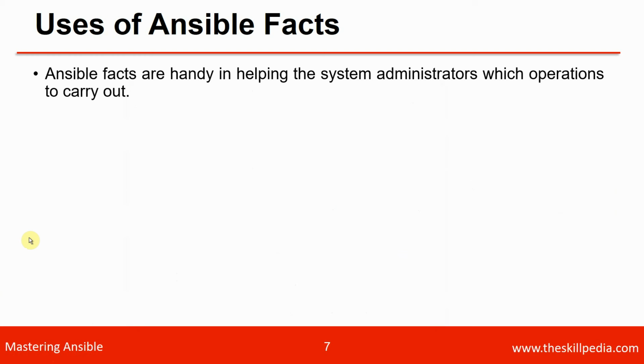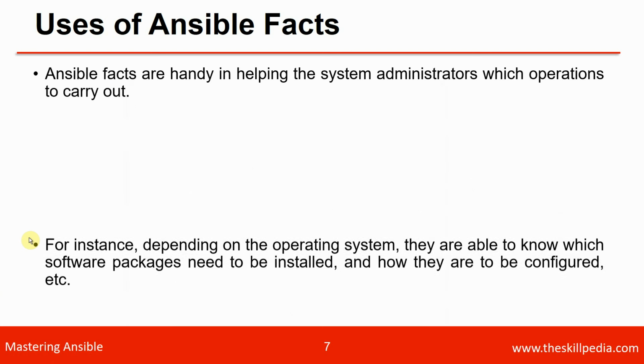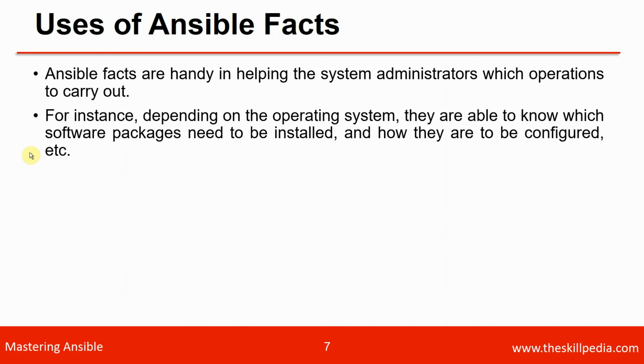Let's understand the use of these facts. Ansible facts are handy in helping system administrators decide which operations to carry out on the target. For instance, depending on the operating system, they are able to know which software packages need to be installed and how they are to be configured, etc.